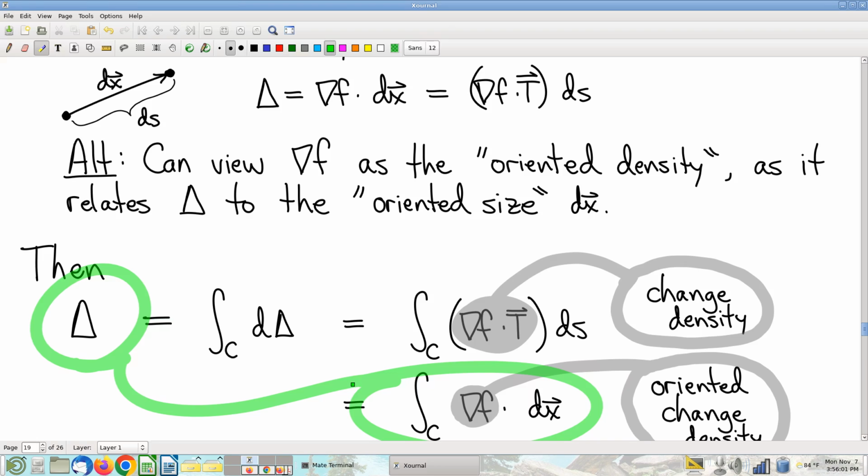Big takeaway here is notice that this argument that we've done is structurally equivalent, morally structurally equivalent to Green's theorem. Accumulating quantity, corresponding notion of density, theorem.